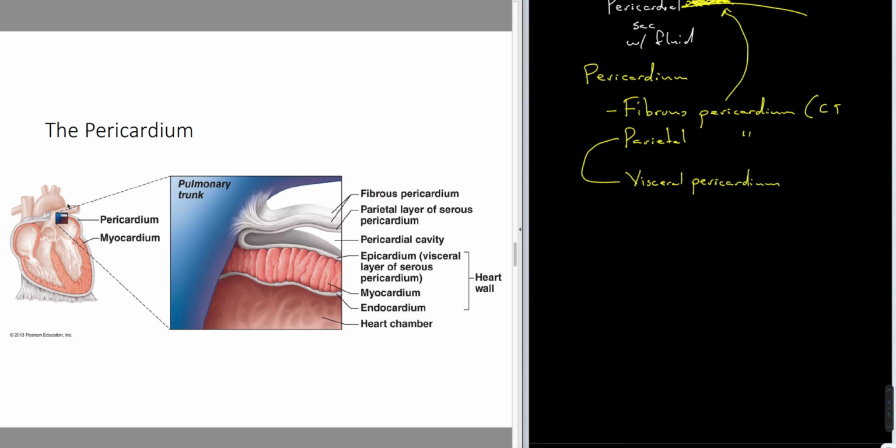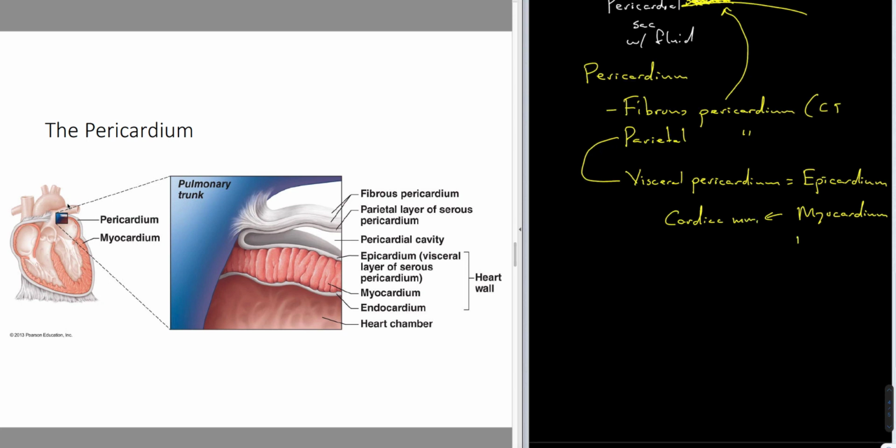Now, visceral pericardium also has a different name. We call this the epicardium. That is, the visceral pericardium is the actual first layer of the heart wall. Underneath the epicardium, we have a myocardium, and this is our cardiac muscle. And underneath that is the endocardium. And this is our simple squamous epithelium.